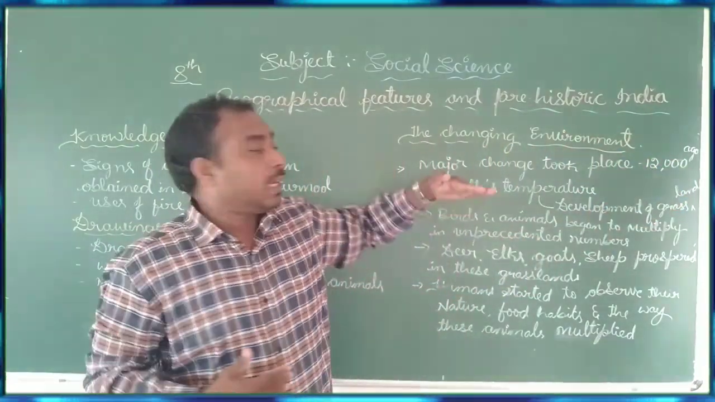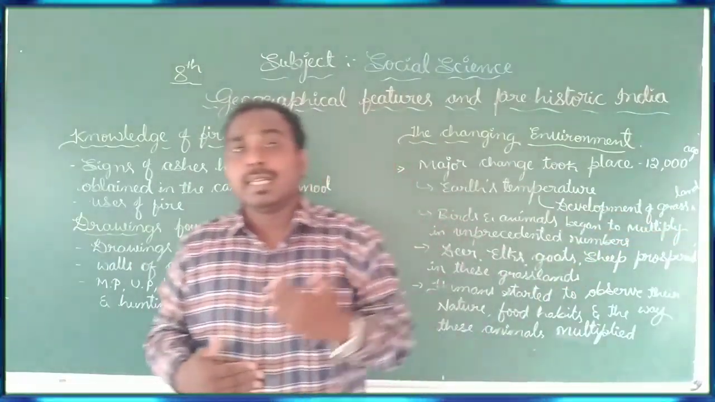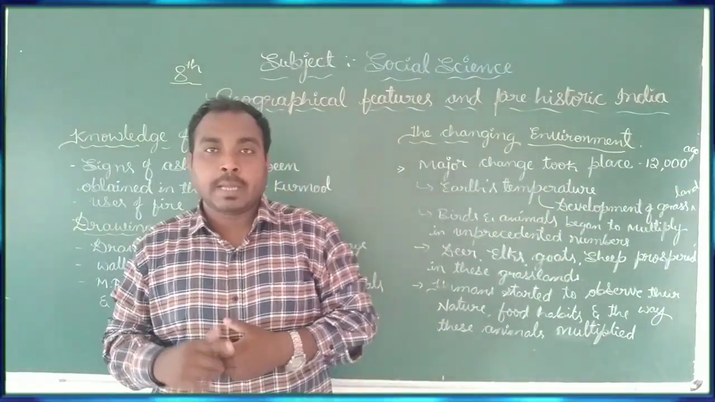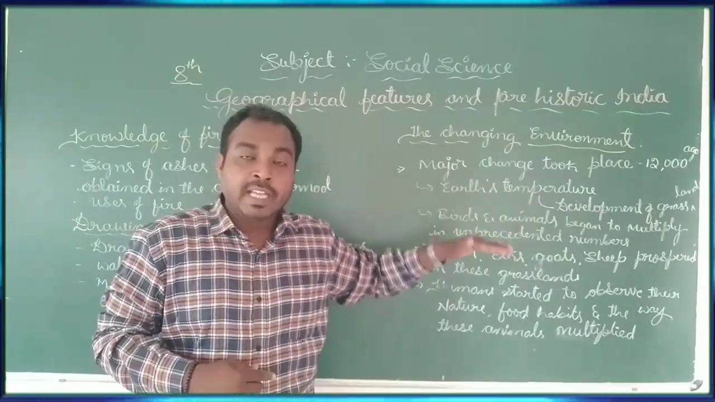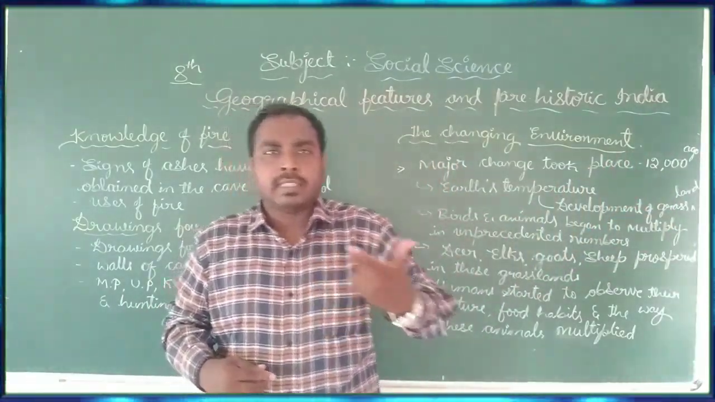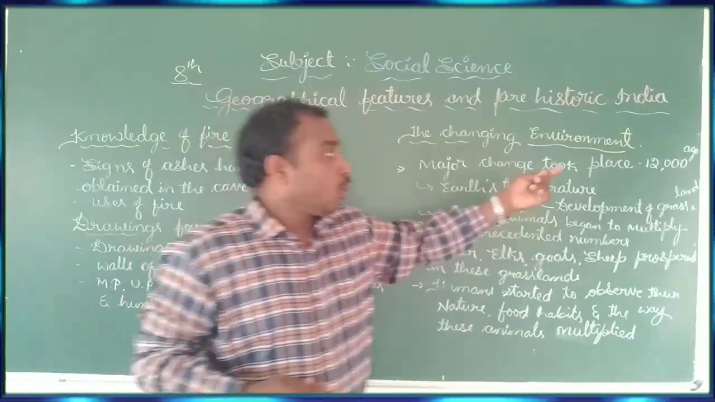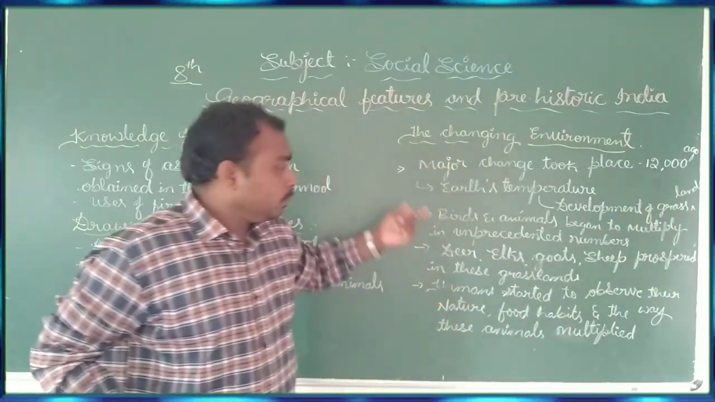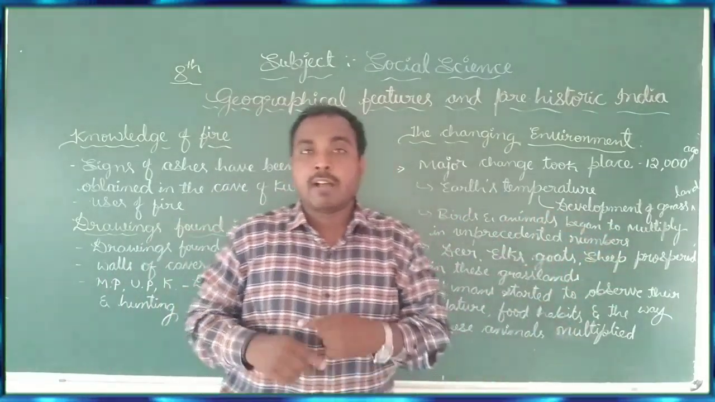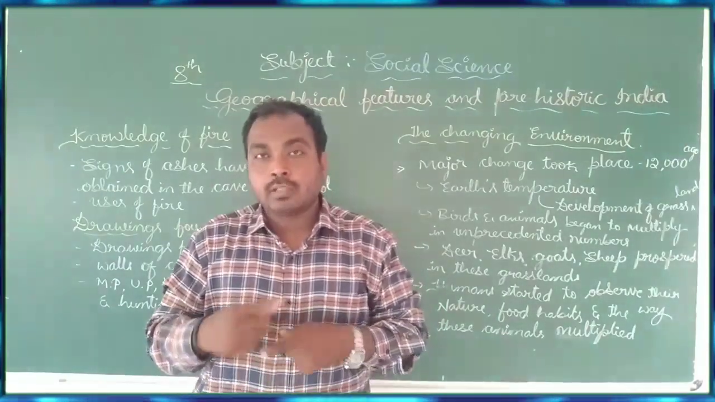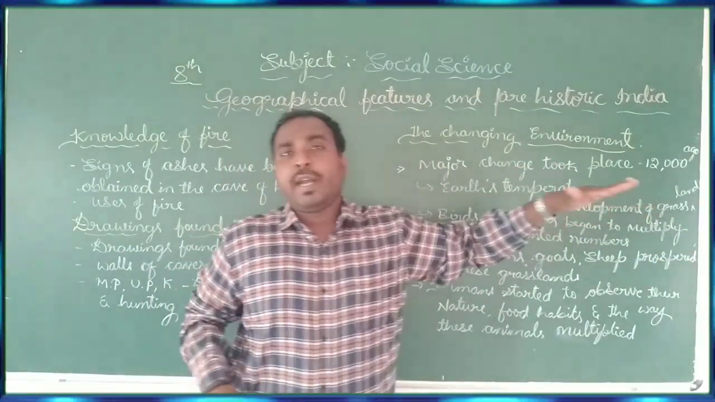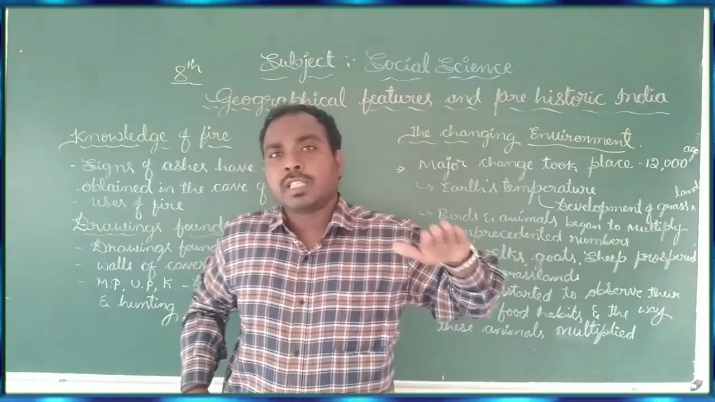So before 12,000 years ago, there were changes in the environment. What were the changes? The Earth's temperature increased, and that led to the development of grassland. So a number of grasslands were found. We are talking about 12,000 years ago. Okay, and birds and animals began to multiply. They started reproducing and multiplying, because, as you all know, the grassland was a shelter for different kinds of animals and birds.